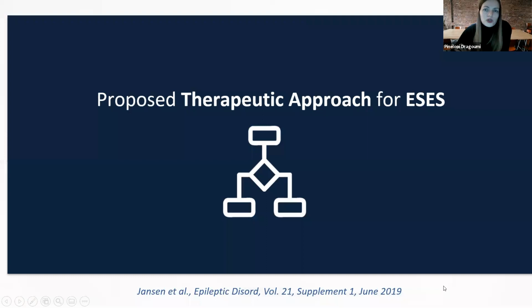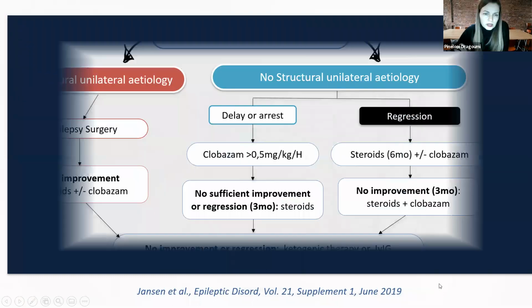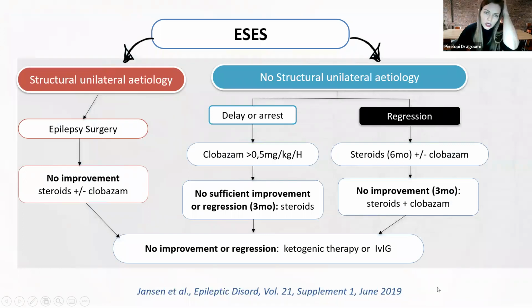And this is a proposed therapeutic approach, which was published by Janssen's group in Epileptic Disorders. When we have a structural etiology, we go for surgery. And if we don't see improvement, then we use steroids or clobazam. But when we don't have a structural etiology, if there is just delay or arrest, we try benzodiazepines. If there is regression, we start with steroids. And of course, if there is no improvement, then we combine therapy. We can even resort to ketogenic therapy or IVIG.